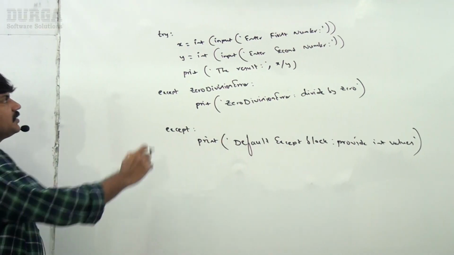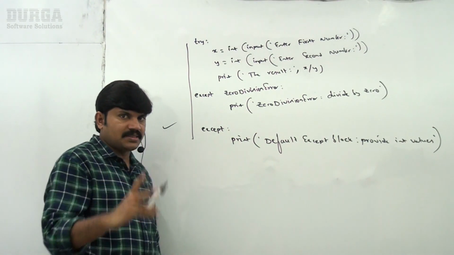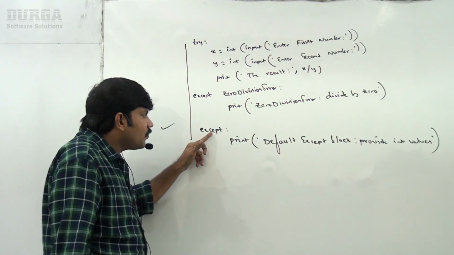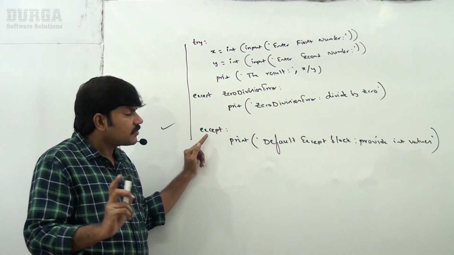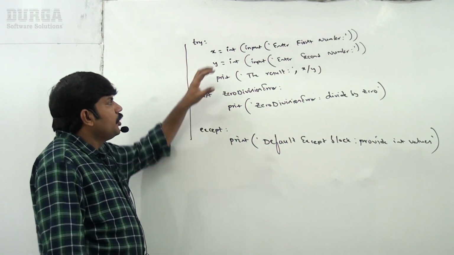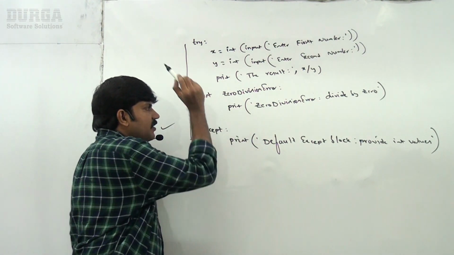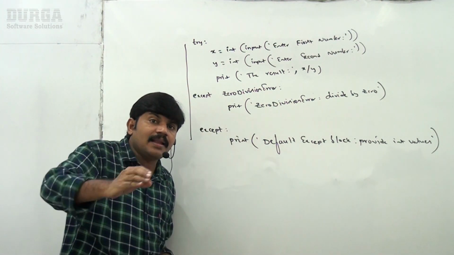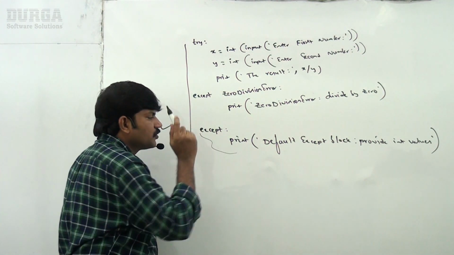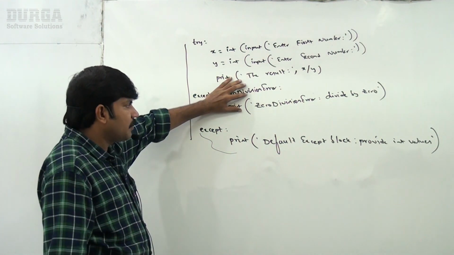Now, how many except blocks are there? Two. One is ZeroDivisionError, the second one is the default except block. When ZeroDivisionError occurs, this except block is responsible. Other than ZeroDivisionError, if any error comes, this default except block is going to execute. Observe this very carefully.